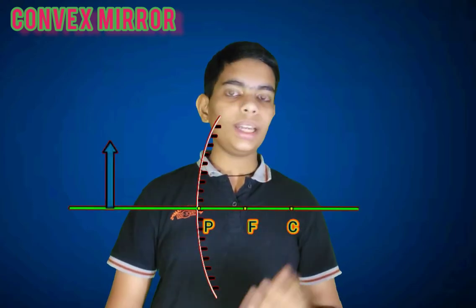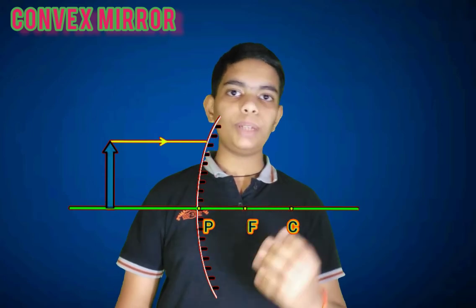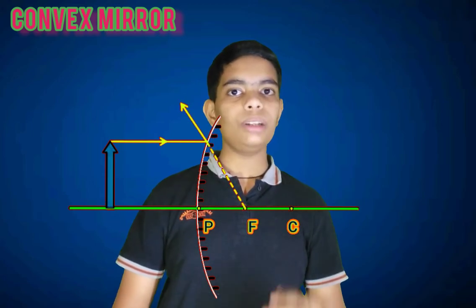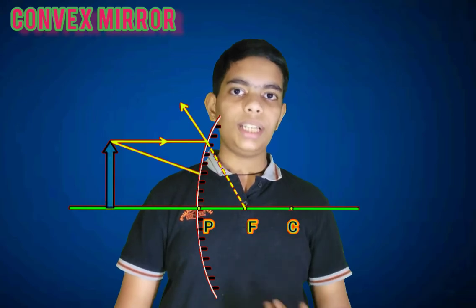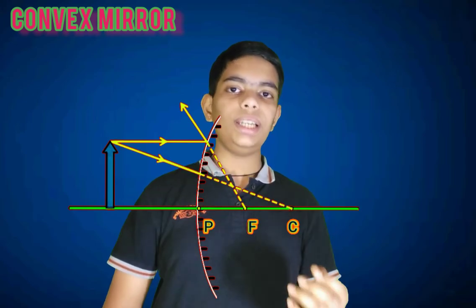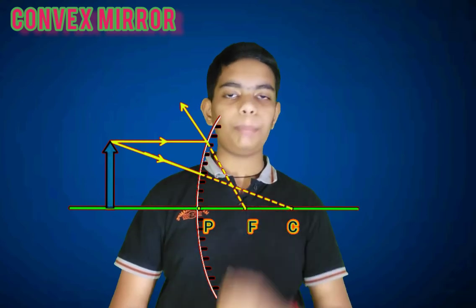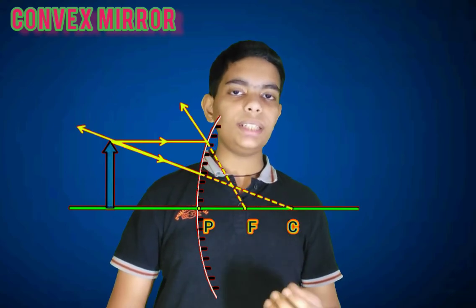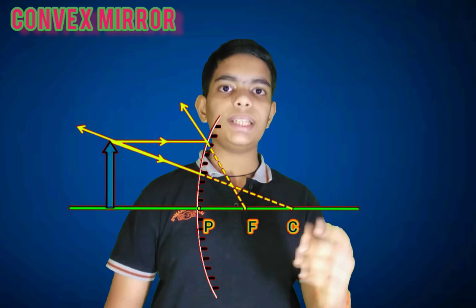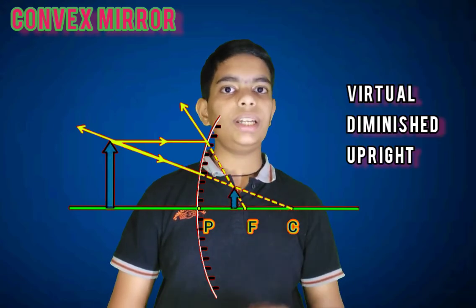The object is placed on the principal axis. So here comes the first ray. It is parallel to the principal axis and after reflection appears to come from the focal point. The next ray, which appears to fall on the center of curvature behind the mirror, traces along its same path. So if we extend these rays behind the mirror, we can see that it is a virtual image, it is diminished and it is upright. So this is all about the image formation in spherical mirrors, friends.